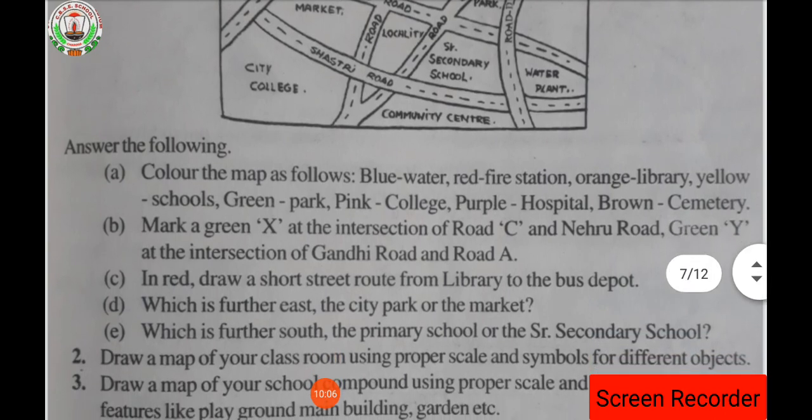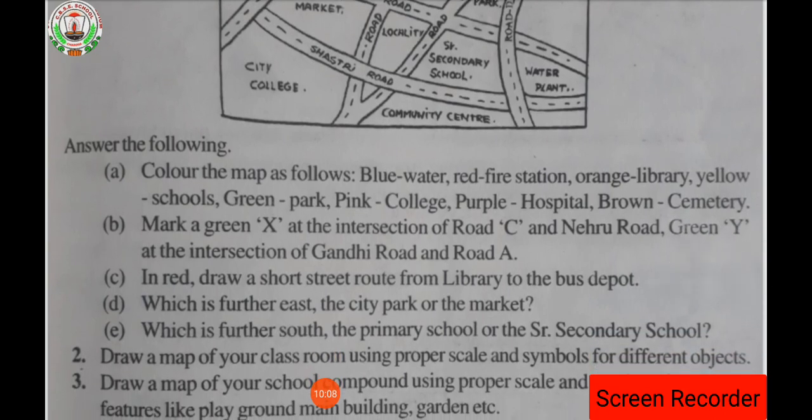Then in red, draw a short straight route from library to the bus depot. That means you have to construct a road. Here it is asking to construct a road on your own in the map by the red color, which is further east, the city park or the market. This you have to tell the direction for the park and the market. And which direction you have to tell? You have to tell the direction east. Okay. Then the next one is south direction you have to tell.